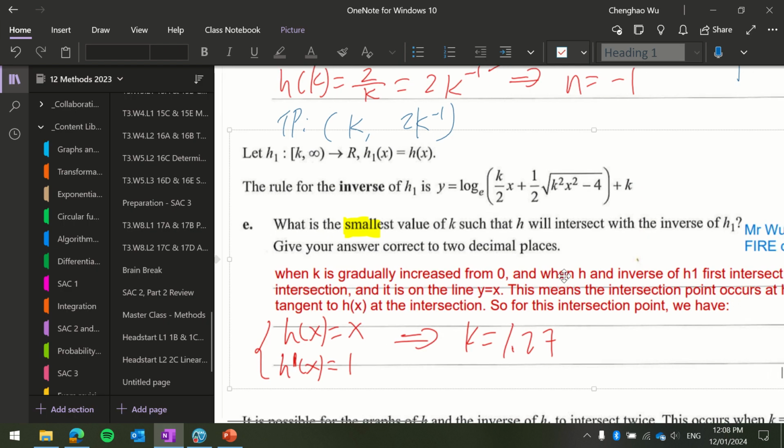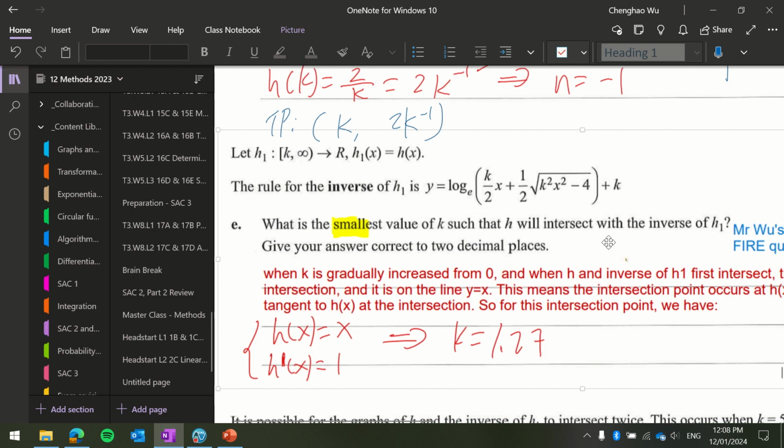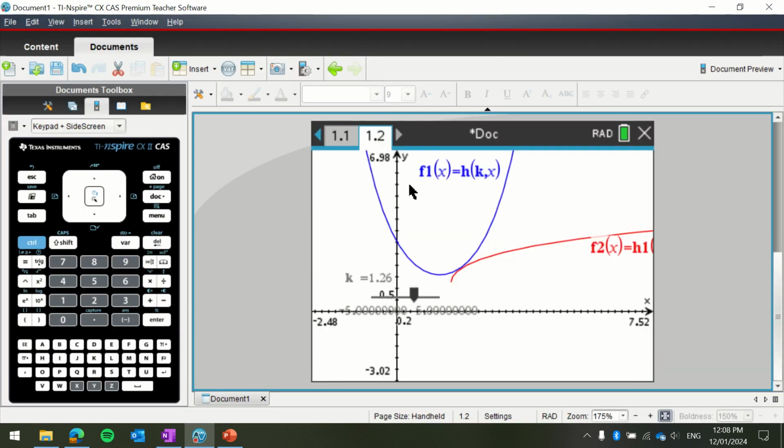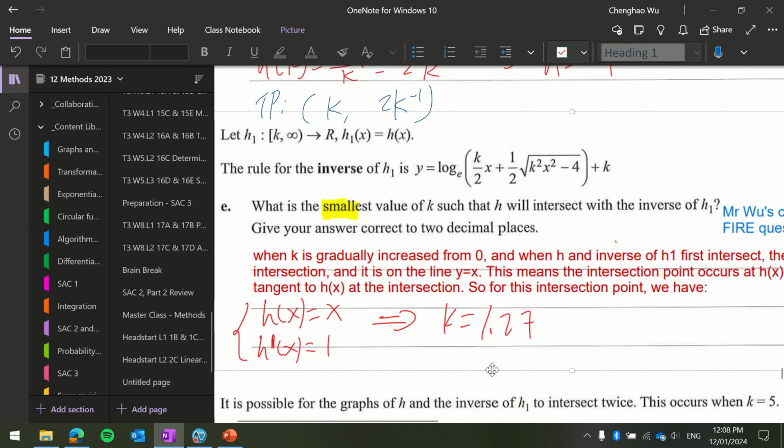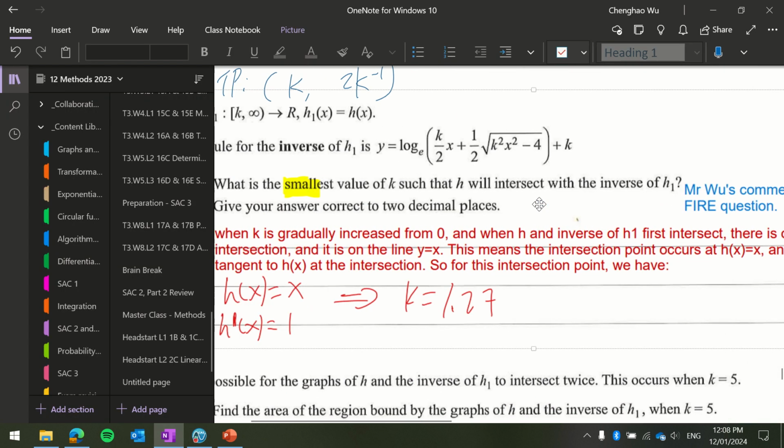I need h to intersect with the inverse of h1. And the smallest k value that does that is this. So something like 1.26. Okay, this is a fire question. I think I said that.